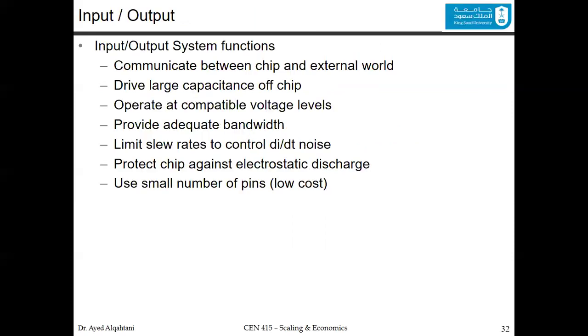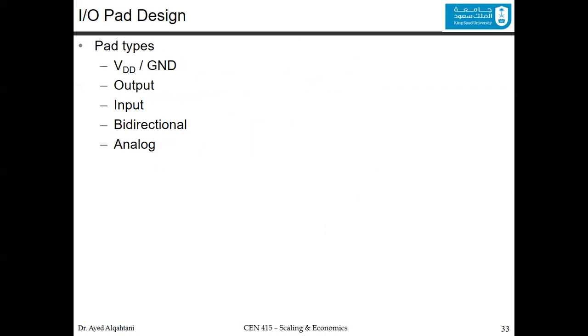So the input and output system function communicates between the chip and the external world, drives large capacitance off the chip. It operates at a compatible voltage level. It provides adequate bandwidth. It limits slew rates to control the di/dt, or the derivative of the current over time, noise, the one that I just gave you examples on. But it protects the chip against electrostatic discharge, or ESD. It uses a small number of pins, which lowers the cost if you have pads, input and output.